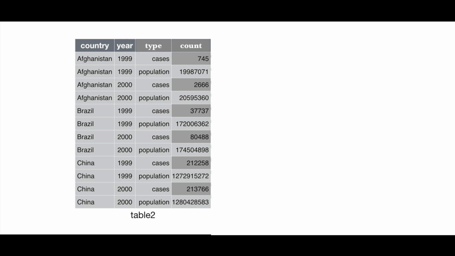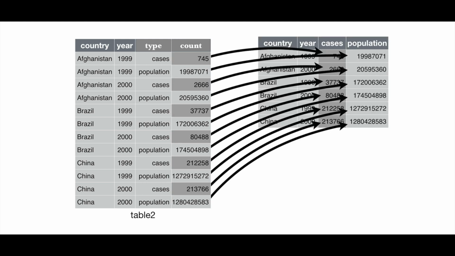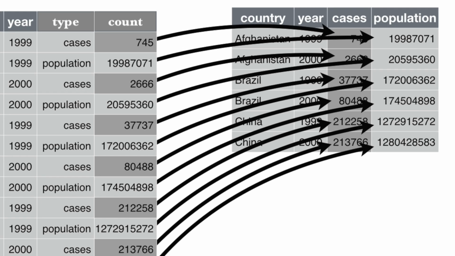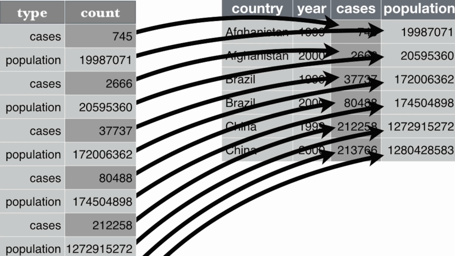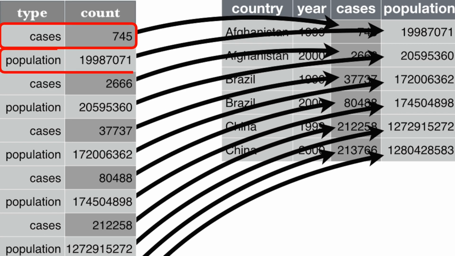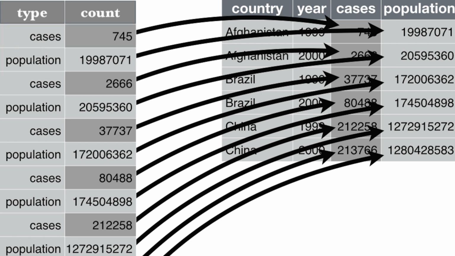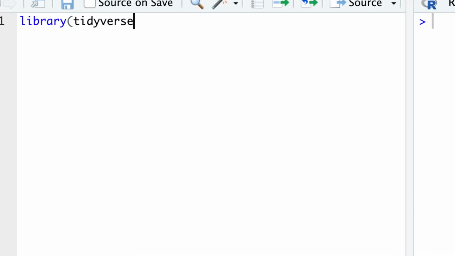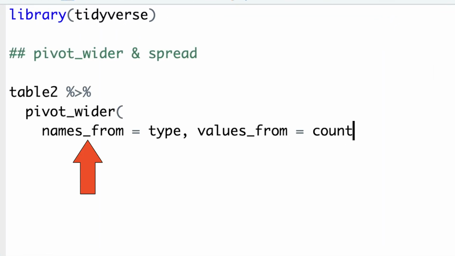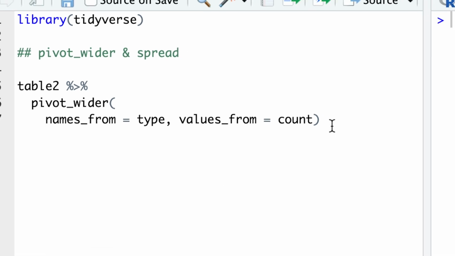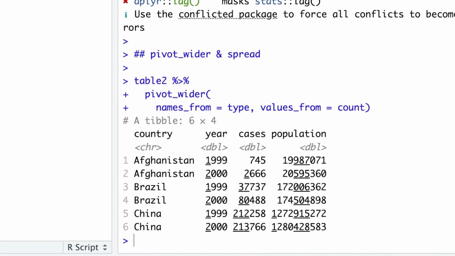Imagine the situation where various types of information are combined into one column, but you need to spread them out into separate columns because the information they convey cannot coexist, like in columns type and count. The cases and population values have nothing in common, and therefore don't belong together in the same column. So we have to broaden our table by taking the column names from the type column and the values from the count column. Simply put, we need to make our table wider.